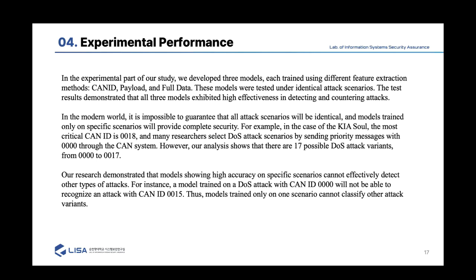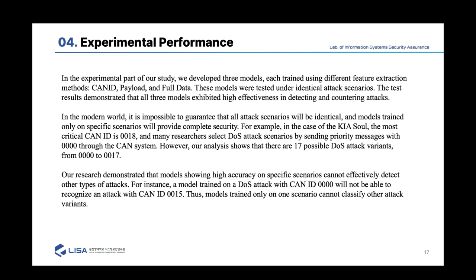consider the DoS attack, where the most critical CAN-ID is 0000, and many researchers select those attack scenarios by sending a priority message with the CAN-ID 000 through the CAN system. Our analysis showed that there are actually 70 possible DoS attack variants, ranging from the CAN-ID 000 to the CAN-ID 0070. This diversity of potential attacks poses a significant challenge for a model trained on a single scenario.